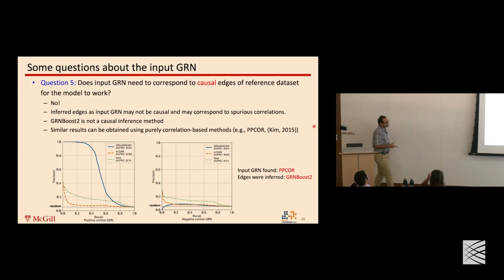Now, the other question that is a follow-up of that is, does the GRN inference method that we use originally to find that input GRN need to be a causal GRN inference method? And the answer is no. GRN-boost2 is not a causal inference method. We also use, for example, PP-core, which is a correlation-based approach. And again, a similar type of behavior can be observed when we find the initial GRN using PP-core and then try to reconstruct it using GRN-boost2 on the simulated data where we imposed the edges, and on the same data when we did not evaluate it on the edges that we did not impose.